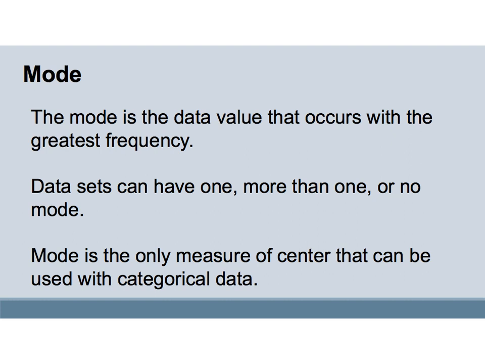Another measure of center is mode. Mode is the data value that occurs with the greatest frequency. Data sets can have one, more than one, or no mode. Mode is the only measure of center that can be used with categorical data. So mean and median we can have with quantitative data. Mode we can have with quantitative data or categorical data.